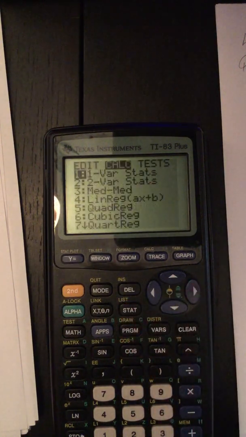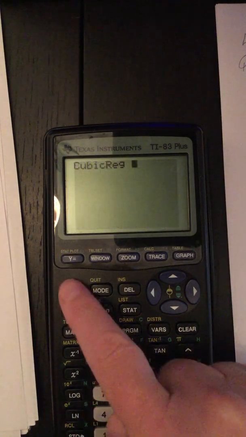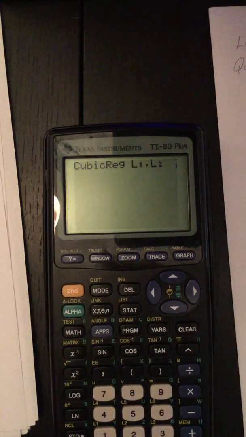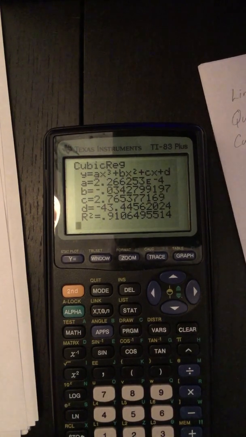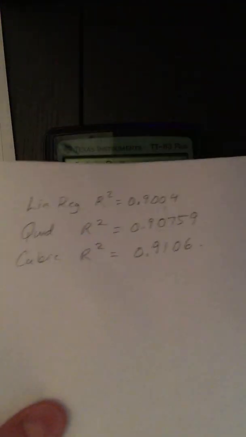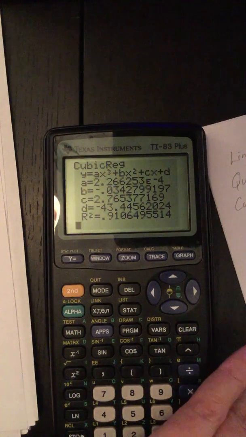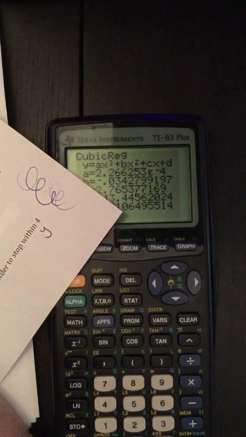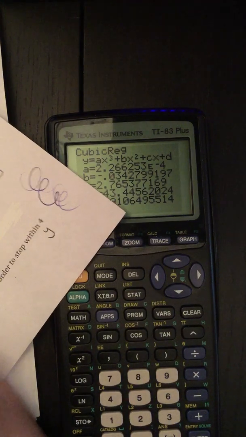We're going to go stat, calc, and we're going to now do our cubic regression. So we're going to press number 6. And again, second function 1, comma, second function 2. Enter. It's thinking. For our cubic, our r squared is 0.9106. So comparing those three numbers, which one is closer to 1? Well, it's the cubic. So cubic is our answer there for that expression. Okay, so based on that, cubic is the better choice.